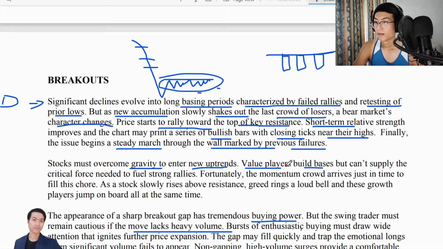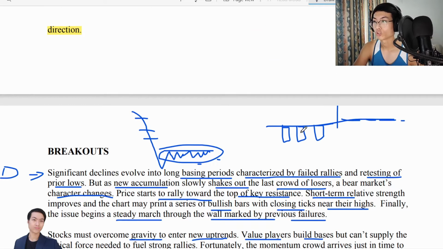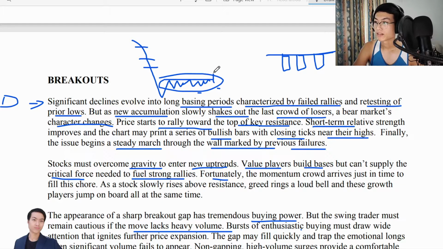But if it's just value players, with small retail investors here and there dollar cost averaging in, it won't supply the critical force needed to fuel this kind of strong rally. But fortunately, the momentum crowd arrives just in time to fill this role. So if, for example, it's been accumulating for a long time, then it breaks out of this core level. Maybe it closes strongly above this line.